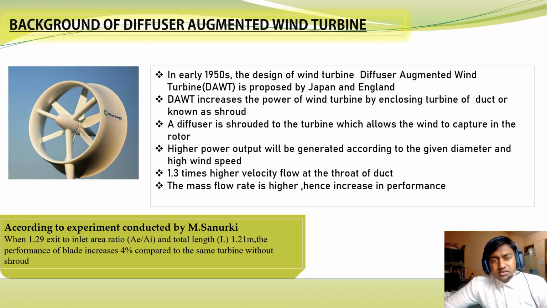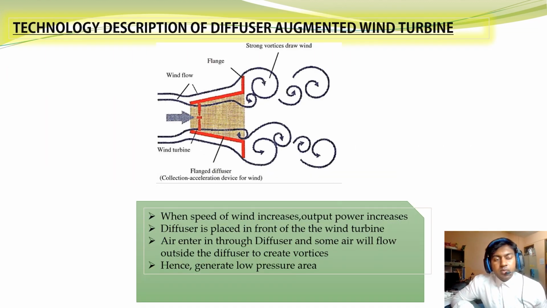According to the experiment conducted by M. Saruki, the inner area ratio is equal to 1.9 at the exit and the total length is 1.21 meters. The performance of the blade is expected to increase by 4%. Okay, so now I'm presenting the technology description of the diffuser augmented wind turbine.